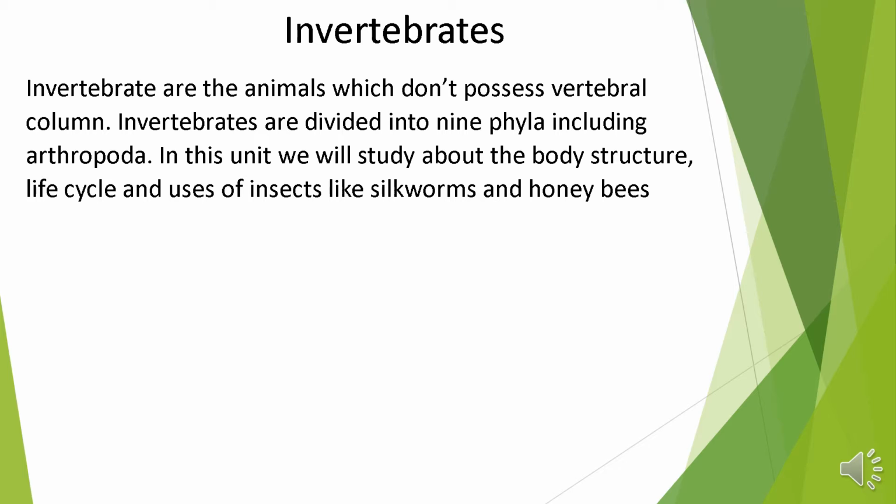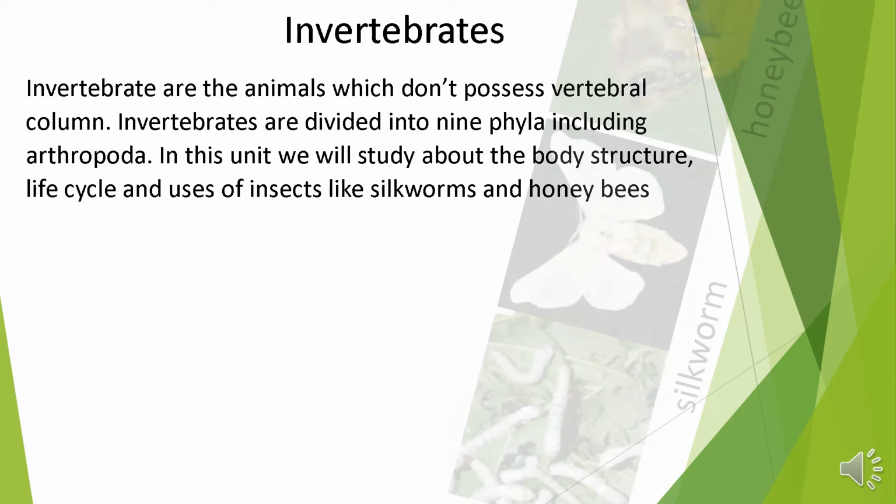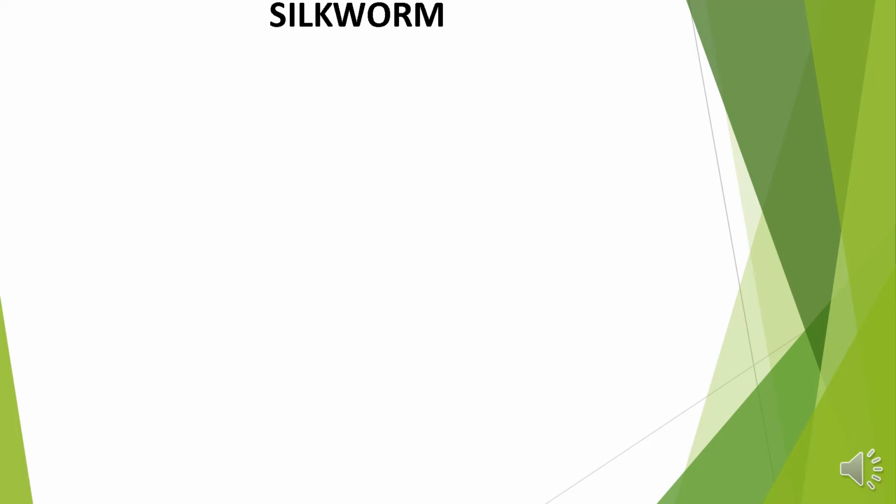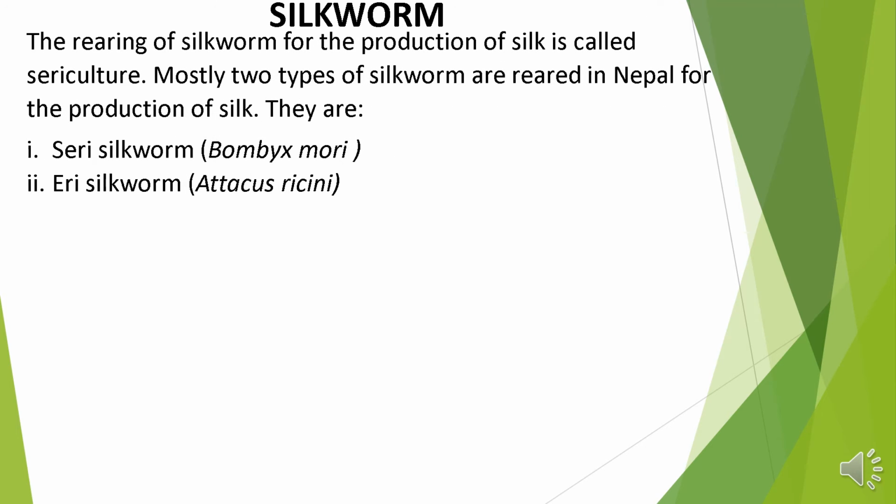In class Arthropoda, different insects are kept under this phylum. And in this unit, we are going to study about the useful insects, that is silkworm and honeybee. We are going to study one by one. Today in this class, we will study only about the silkworm and we will discuss about the honeybee in the next class. Silkworm is one of the useful insects which is reared for the production of silk, and as the silk can be produced from this worm, it is known as silkworm.